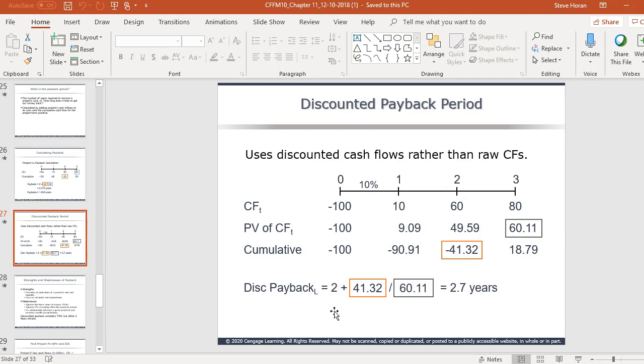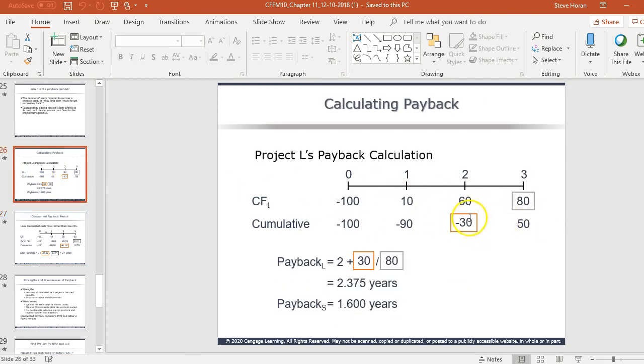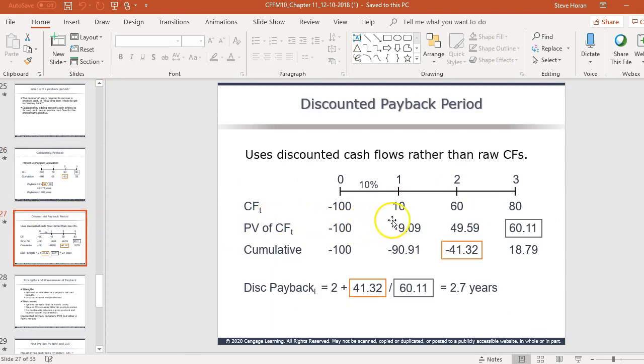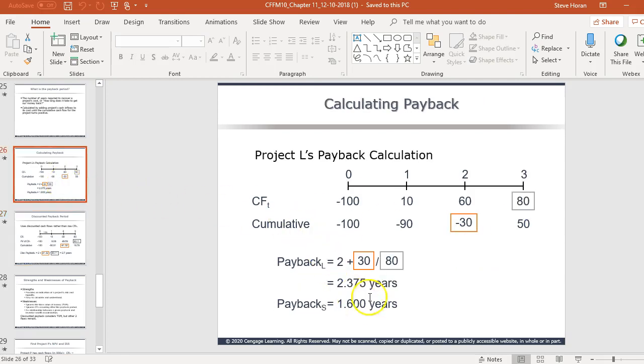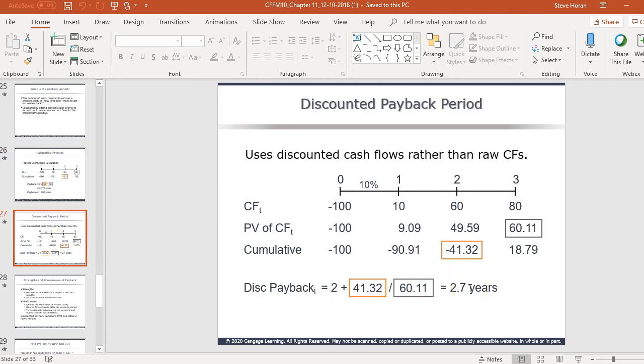Now, one limitation can be fixed by using what they call the discounted payback. So I've got my cash flows just like before, the same cash flows. But what I did differently this time is I took each cash flow and discounted it using the time value of money. We're using 10%, so $10 at 10% for 1 year is $9.09, $60 at 10% for 2 years is $49.59, and so on. These are the numbers I use to do my calculation. So 100, 90.91, 41.32. I still go positive between years 2 and 3, just like before, but the number is going to be a little bit longer because I'm using smaller amounts here. Instead of 2.375, this one's at 2.7. So discounted payback will give you a longer time period, but it's probably a better calculation because we should be taking into account the time value of money.